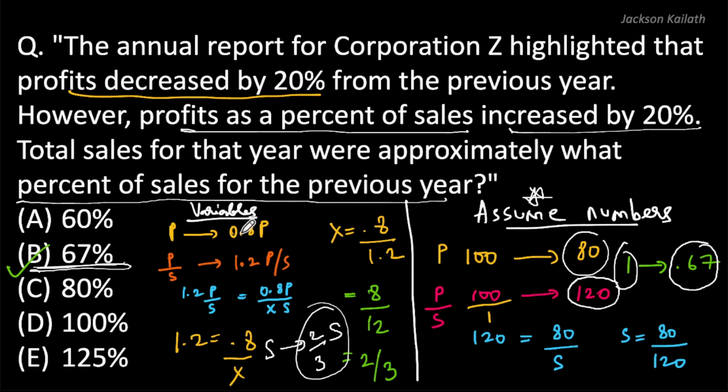Now over here in variables, we have seen that we just converted the information into variables, and then we got to this part over here and we found x, which was 2/3, and then we got 67%. Now in the case of assuming numbers, it's a little bit easier over here if you practice. Again, let me highlight that you have to ensure that you practice this sufficient number of times before the exam.